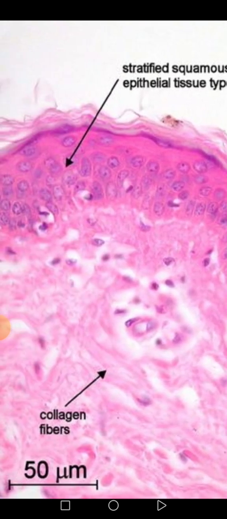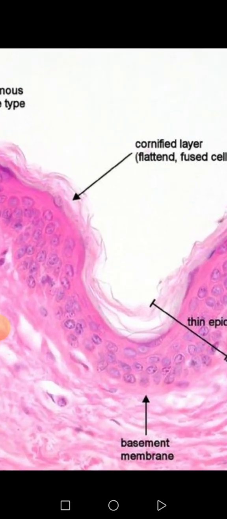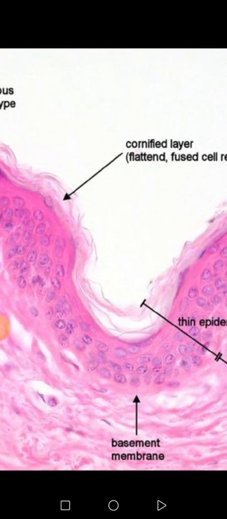Here is the collagen fiber. This is the basement membrane of the epithelial tissue. The base of those cells is called the basement membrane. As we know, there are two layers. The epithelium is the epidermis, and the connective tissue is the dermis.